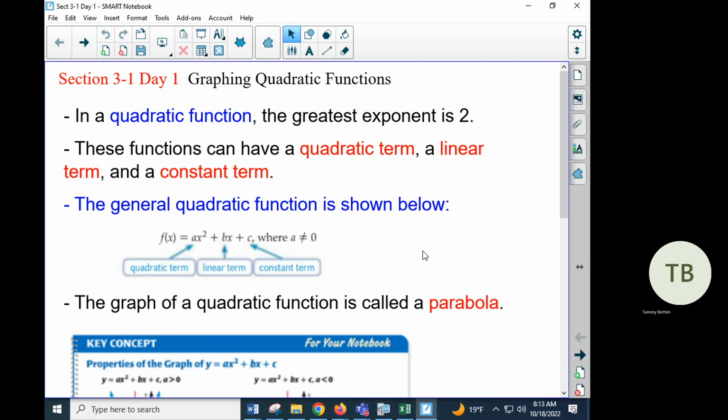All right, guys, if you want to open up your map, going through this. Did everybody get a copy of the notes?